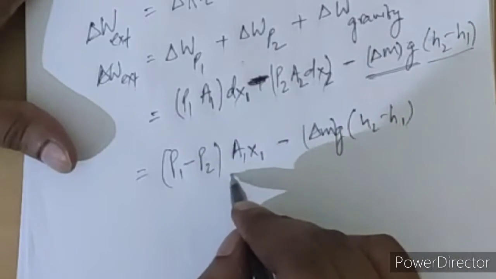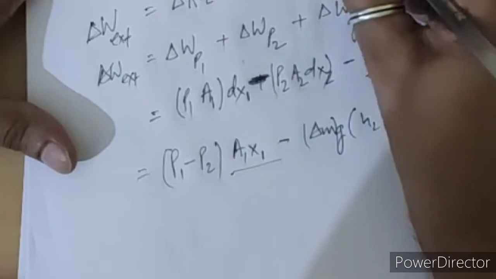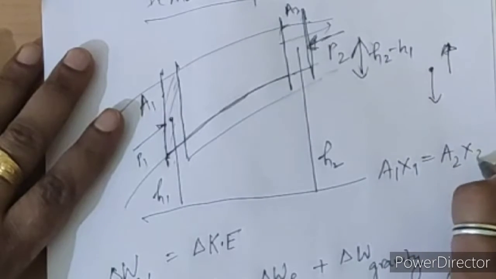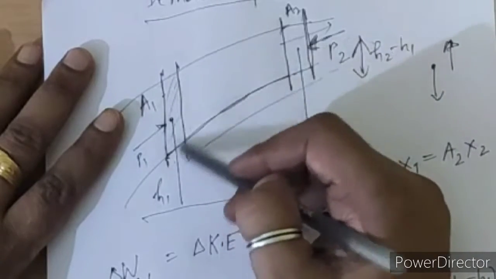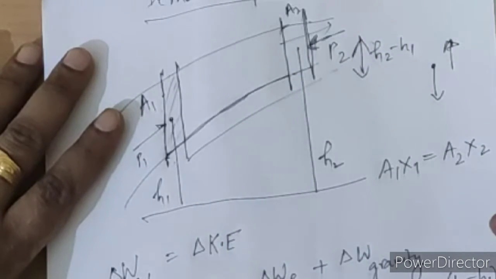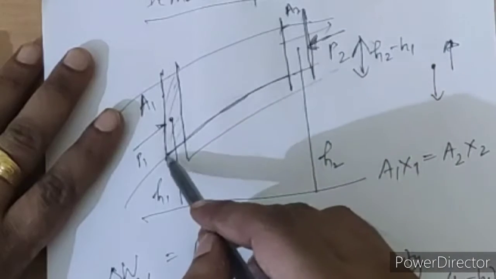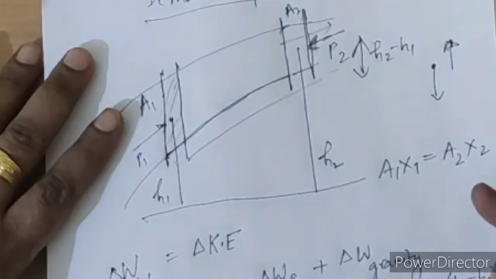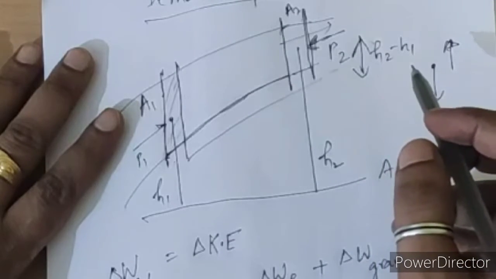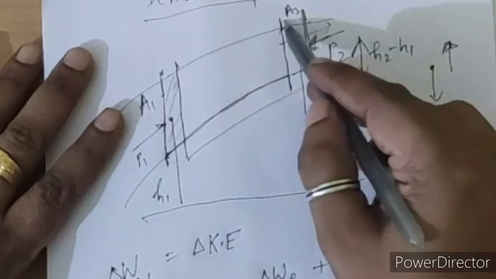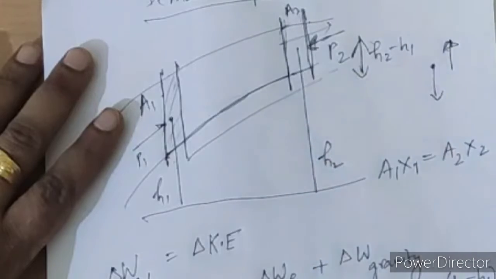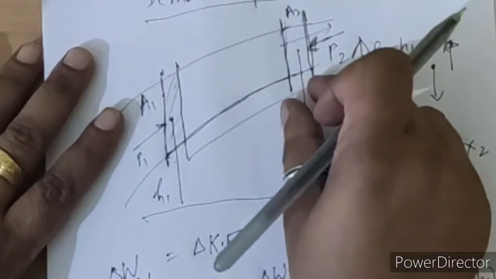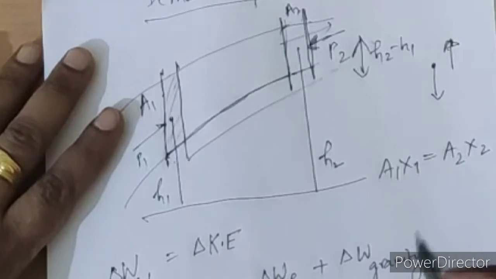I will tell why we have done A1 x1 is equal to A2 x2, because that is an equation of continuity. Also, since the mass can't be destroyed, if it has moved from here with A1 and the displacement is x1, then we have A2 cross section here, then it has to displace by x2, so that the volume of this displacement is same because it is incompressible.